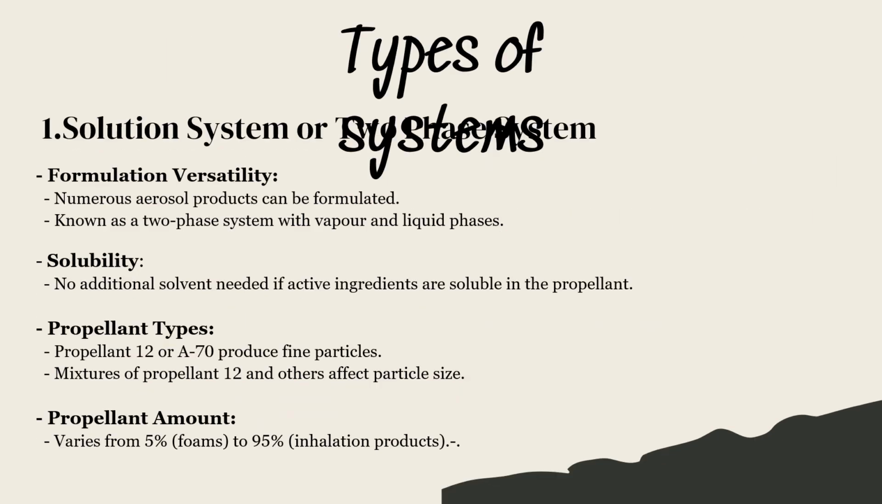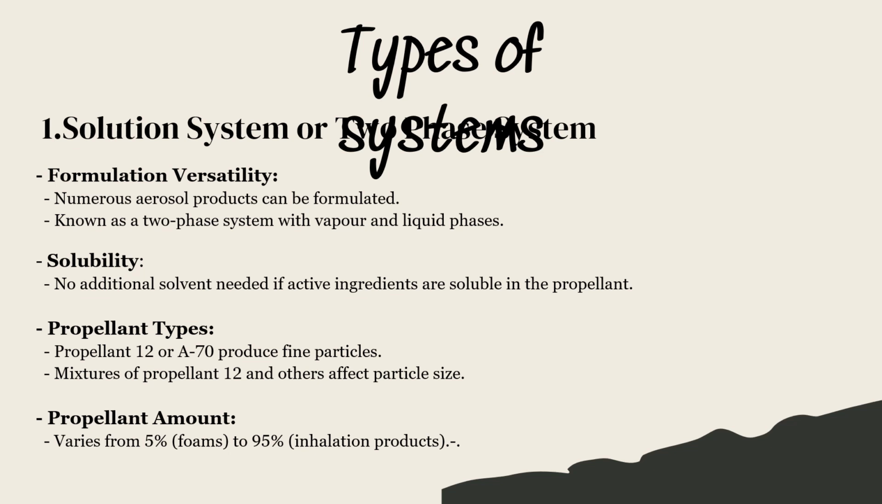There are majorly four types of systems: solution system, water-based system, suspension or dispersion system, and foam system. The first one is the solution system. It is very easy to formulate. The amount of propellant contained varies from 5% for foams to 95% for inhalation products.